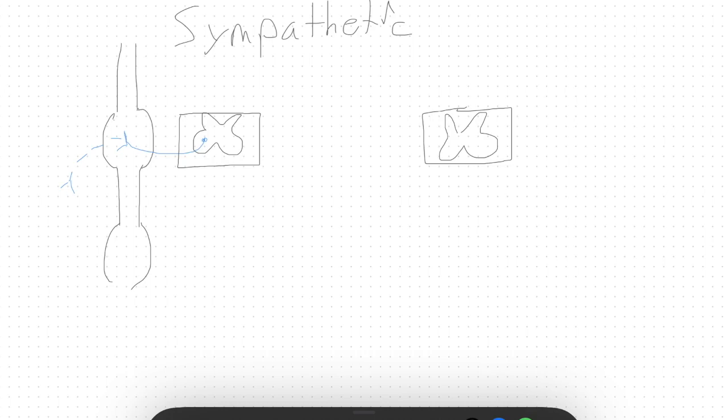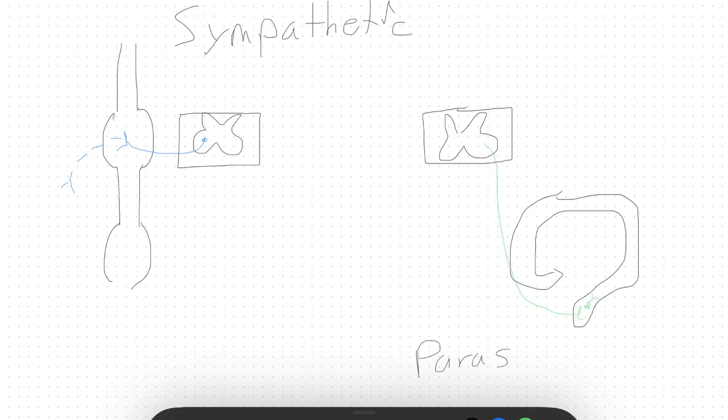The parasympathetic division originates in the brainstem and the sacral spinal cord. Similar to the sympathetic division, there are 2 neurons. We have preganglionic and postganglionic. The ganglia for the parasympathetic are located near or within the target organs.